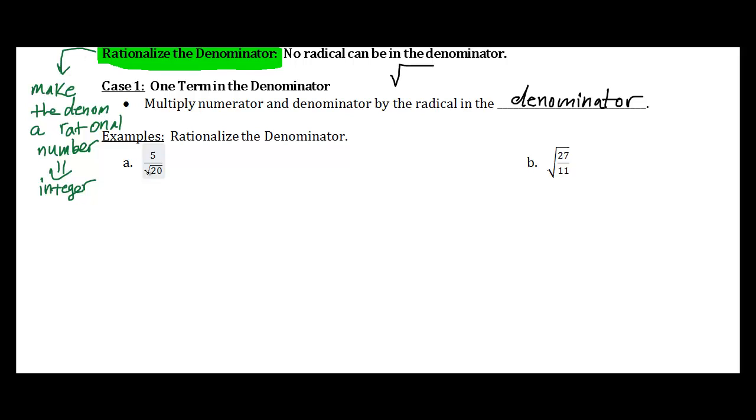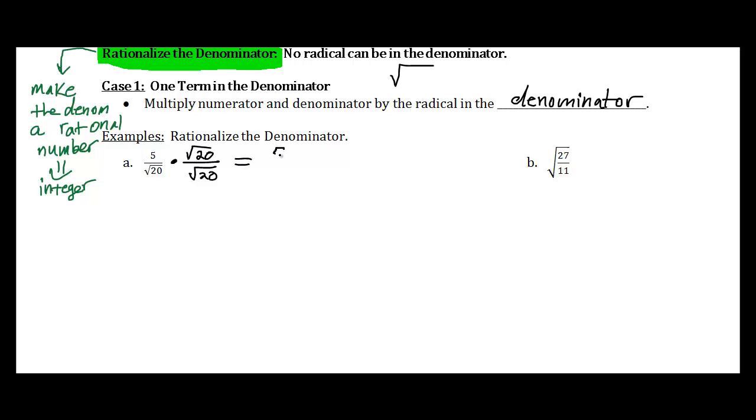Let's look at these examples here. Here I have 5 over the square root of 20. Well, I'm going to multiply the numerator and the denominator by the square root of 20. Notice I'm multiplying the top and the bottom so that I'm multiplying by 1, right? The square root of 20 divided by the square root of 20 is just 1. So we're multiplying by 1, so it's the same thing. And notice I'm not going to cancel anything. What I'm going to do is just multiply across.